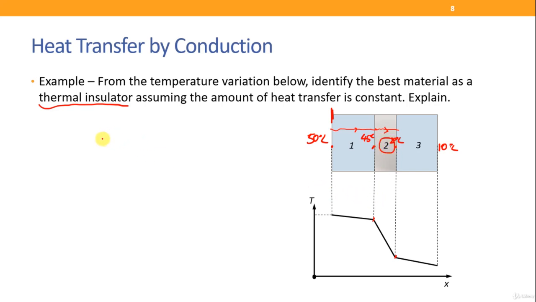If you look at the formula, Q is equal to negative K A dT/dx. The temperature gradient is dT/dx. If Q is a constant number and dT/dx is very high, then your K value has to be very low. So for the case of material 2, dT/dx is the highest. So on the other hand, its K value will be the smallest. And the smaller your K value, the better the insulation properties.